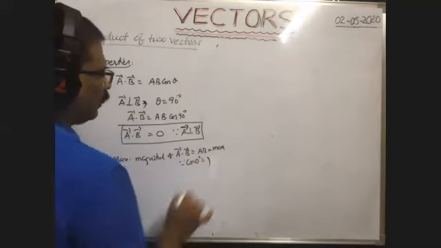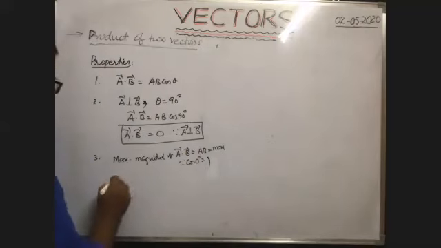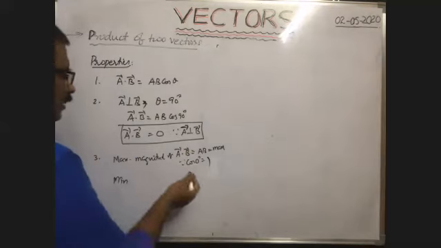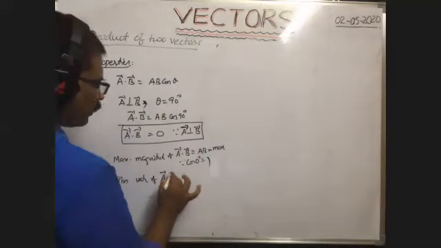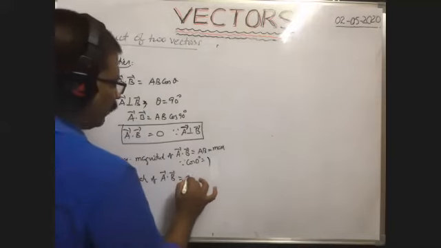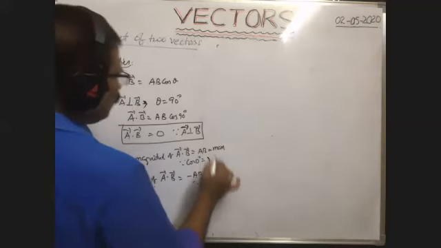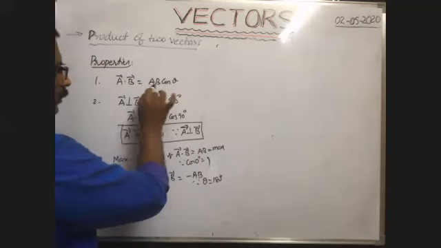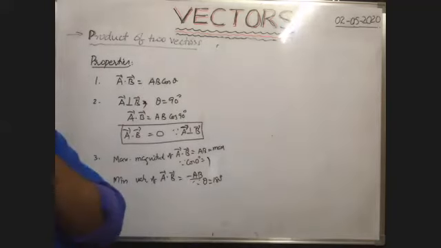Minimum value means theta is equal to 180. Cos 180 is equal to minus 1, no? So the minimum value of a bar dot b bar is equal to minus ab, because theta is equal to 180 degrees. When you substitute theta equal to 180, it becomes minus 1. So minus 1 into ab, so minus ab. That is the minimum value of dot product of two vectors.